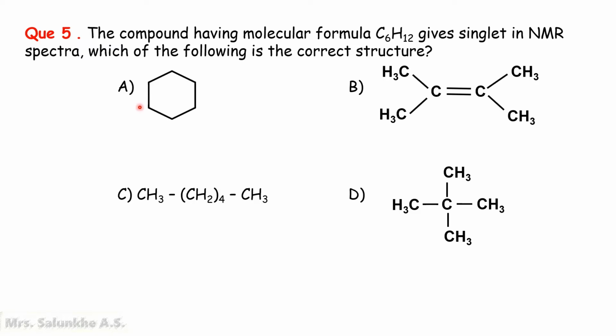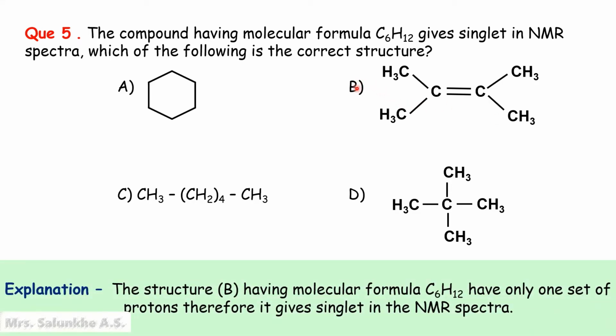Structure A is the structure of cyclohexane, and in cyclohexane the ring is not planar, and as the ring is not planar, it has the chair form, which is the more stable form, and in that case there are two sets of protons, axial protons and equatorial protons. But in option B, this structure contains 4 methyl groups, and all methyl group protons are equivalent. That is, all 12 protons are equivalent, and they give a singlet in the NMR spectra. Therefore, the correct answer is B, this is the structure.